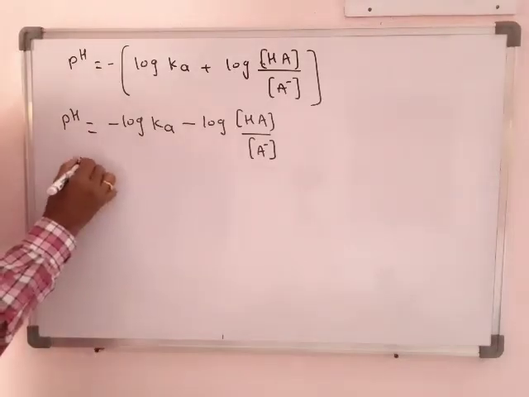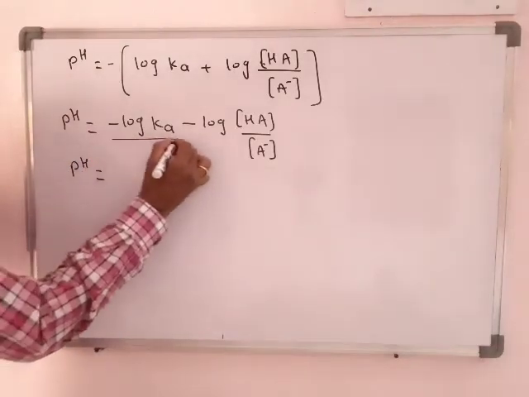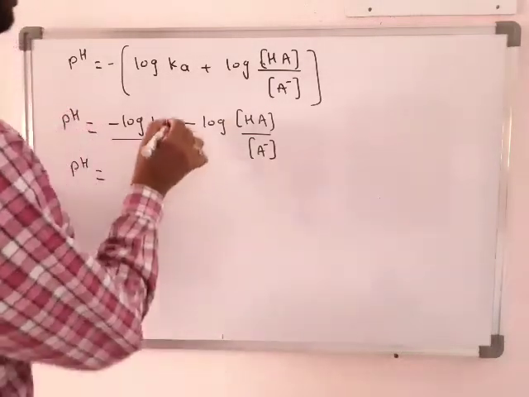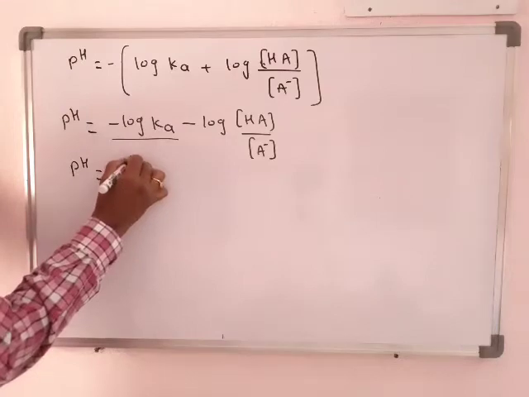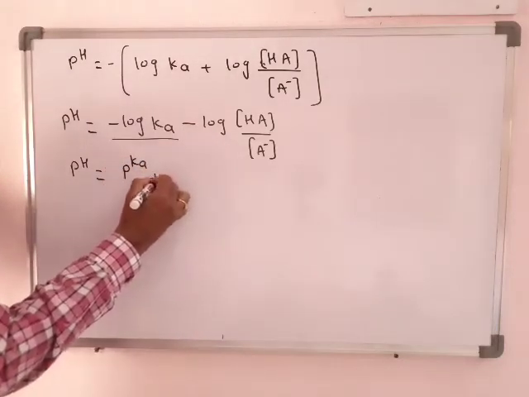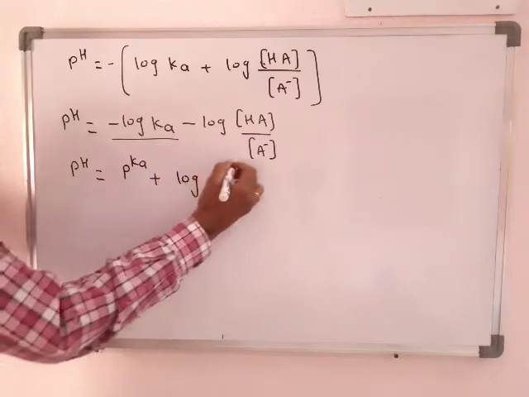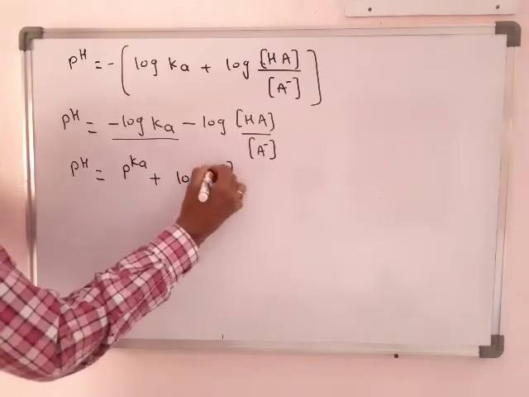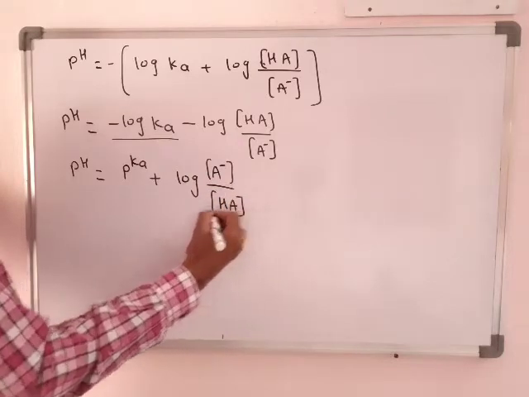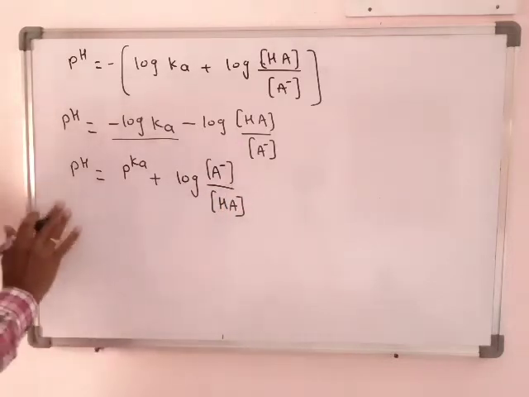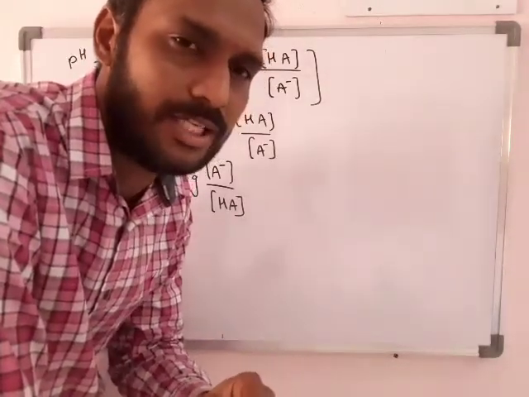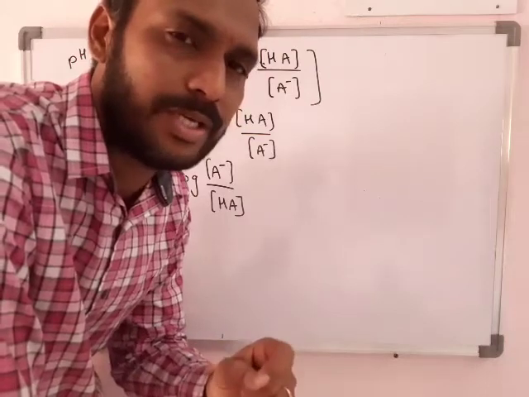Again we can modify this. We know that minus log K is pK, this is nothing but the formula of pK. pK is equal to minus log K. By making it a plus, we know the logarithm changes so it becomes reciprocal, and it can be written as A minus concentration by HA concentration. So this is the Henderson's equation to calculate the pH of acidic buffer.